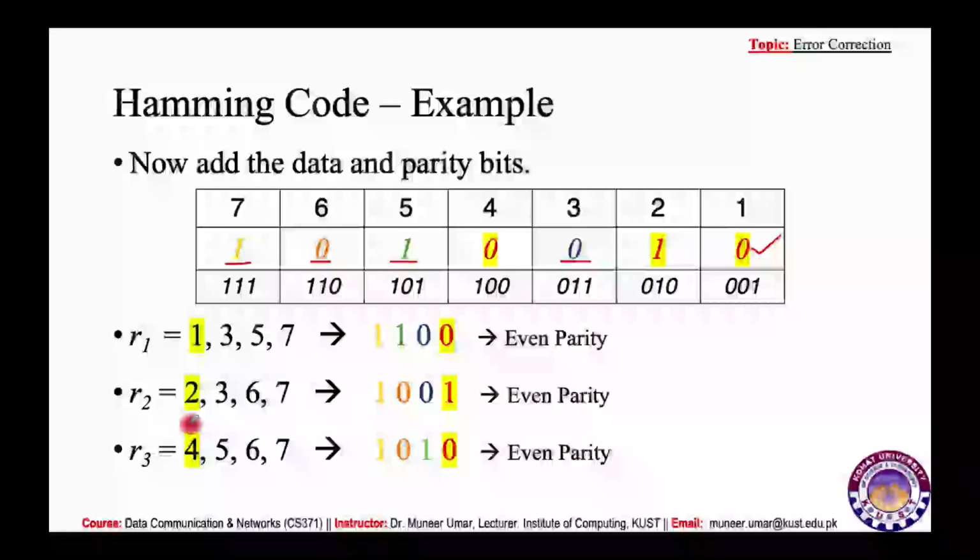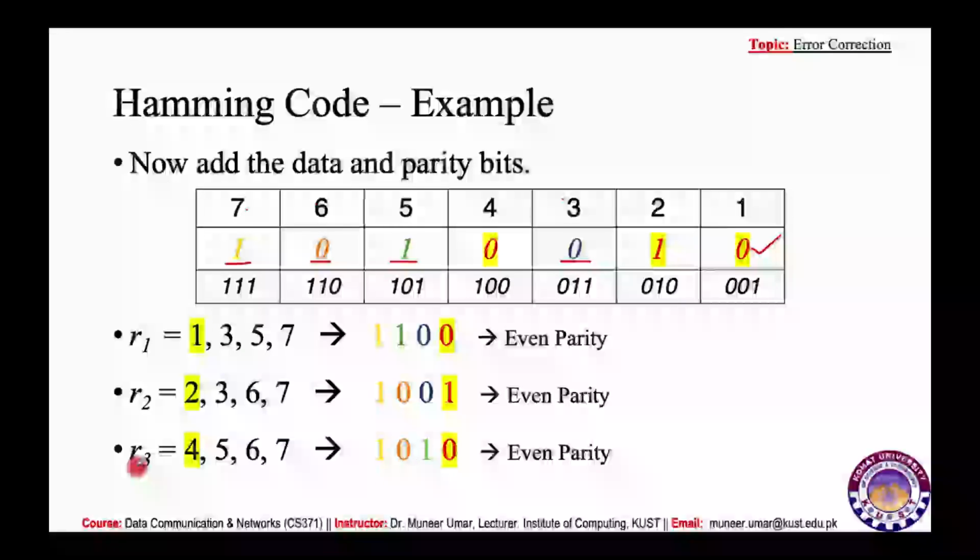Then for R2, we will look into the values of 3, 6 and 7 and put the bits here: 1, 0, 0. This is 1, then 0 and 0, and then we adjust its parity to even parity. So for R2 we are giving 1. If we put 1, then it would be even parity. The number of ones here is now even, and we put R2 equal to 1.